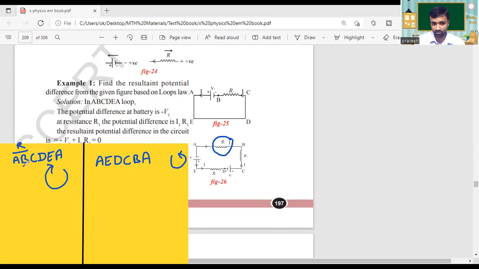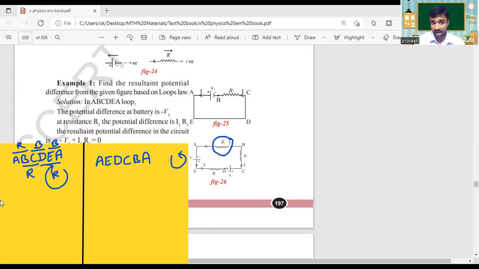Then B to C, I have one more component that is resistor R. Then C to D, I have a battery, using V1 here. Then D to E, I have a resistance R. Then E to A, there is one more battery. These are the components. So how many? 5 there. So totally I will get 5 terms in my equation. So what are they here?